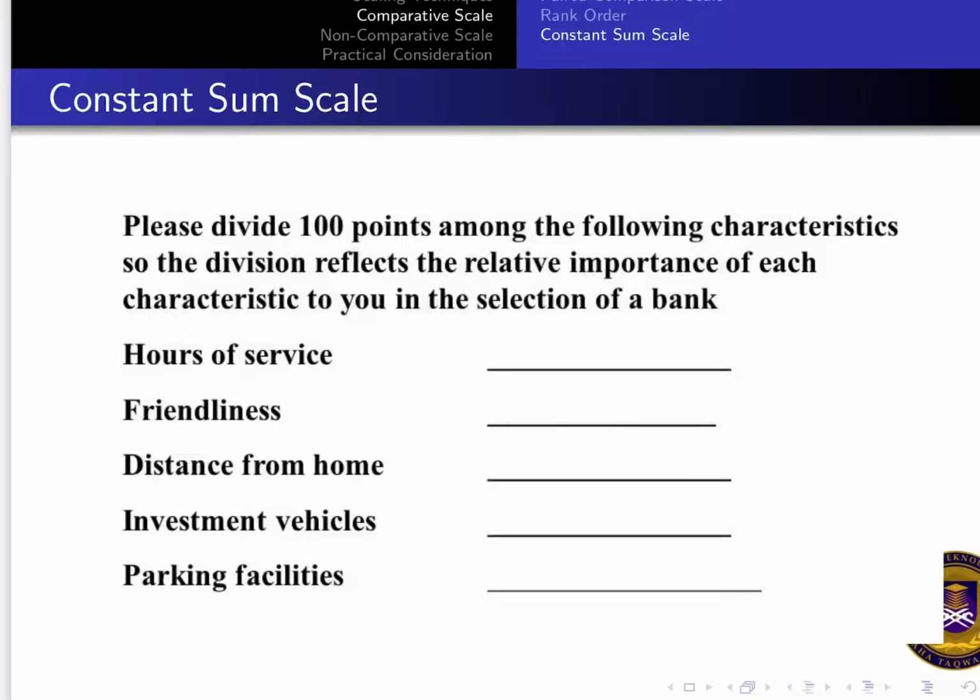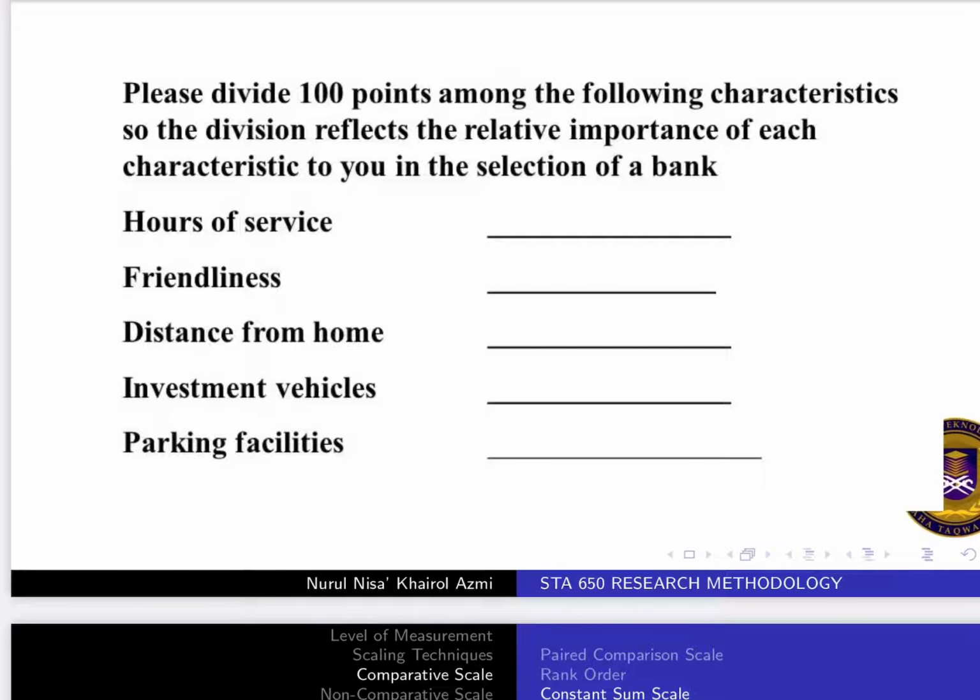Okay, for example here, let's say hours of service, you put here 30 marks. Friendliness equals 10. Distance from home equals 10. Investment vehicles 20 marks. Parking facilities equals 30. And then when you add the scores, all must be equal to 100. For example, let's say here is 10, and then this one is 20, this one is 40, and this is 10. Then the last one is 40, 50, 70. This is 20. So when you total up, all must be equal to 100.